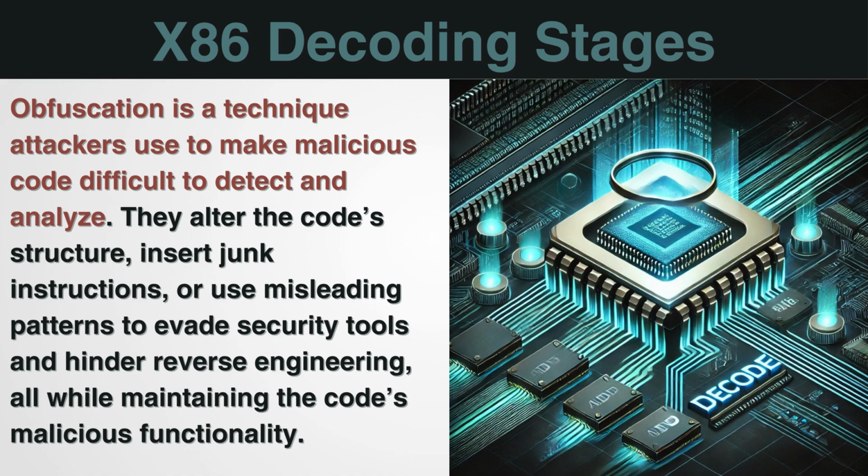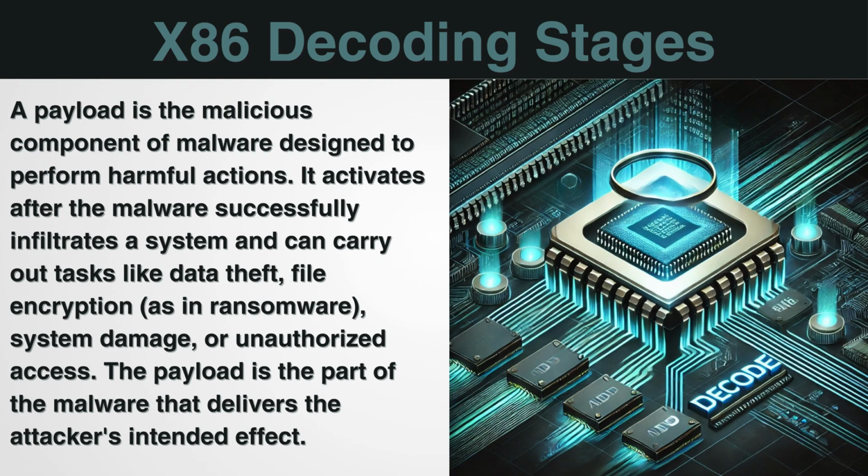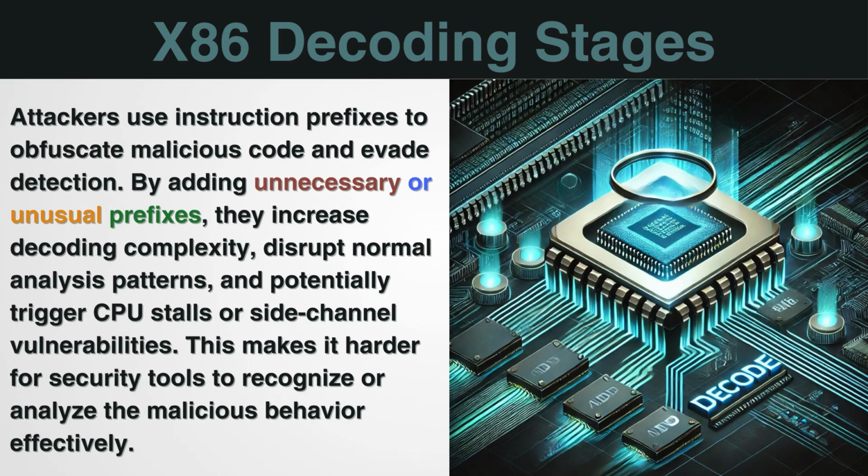Obfuscation involves intentionally making code harder to read or analyze. A payload is the malicious component of the malware that performs harmful actions. By misusing instruction prefixes, attackers can conceal malicious instructions from security tools and analysts. They can disrupt static analyses, and ultimately the point is to evade detection mechanisms.